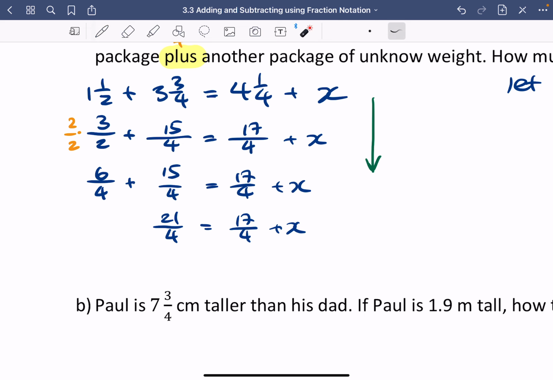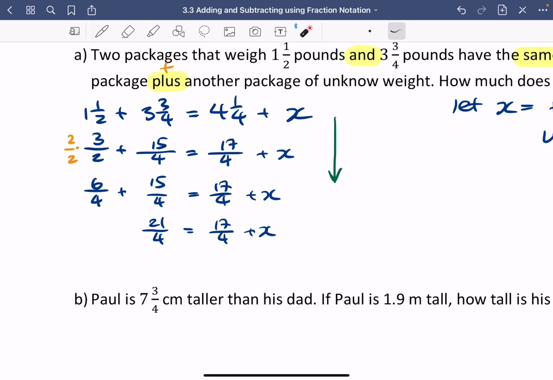To find what x is, to find the weight of the unknown package, I need to isolate x. So to isolate x, I need to get rid of the 17 over 4. What I can do is subtract both sides by 17 over 4, because positive 17 over 4 minus 17 over 4, these two will cancel each other. I'll subtract on the other side as well because it's an equation. So these two will cancel.